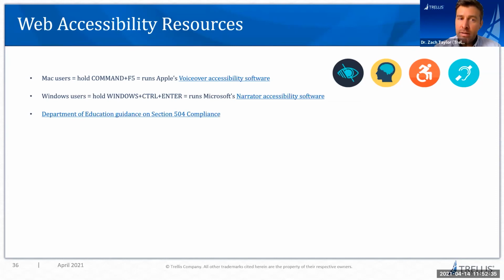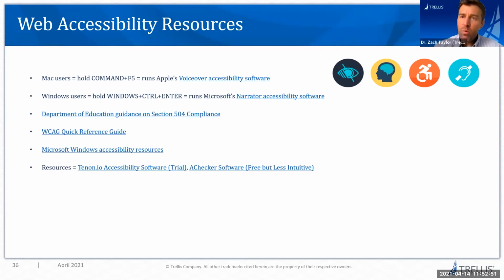There is a link to the Department of Ed guidance on 504 if you're curious about that, and the WCAG quick reference guide, so you can see what threshold of compliance that Title IV schools need to adhere to. There are all of the Microsoft Windows accessibility resources. Somebody asked in the chat, is there a certification that your website is compliant? And not really, but there are free ways to check the compliance.